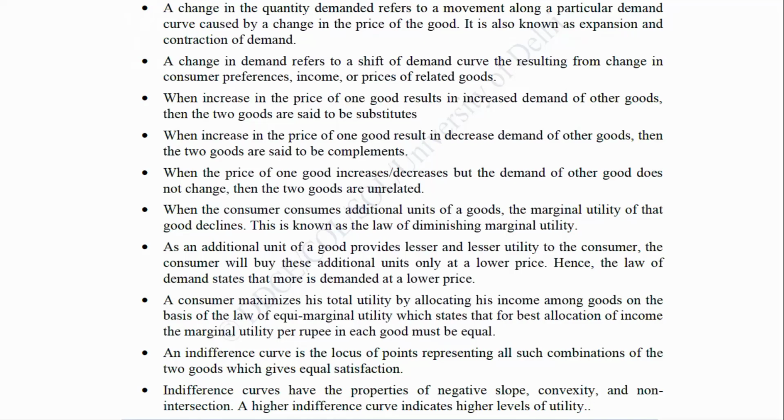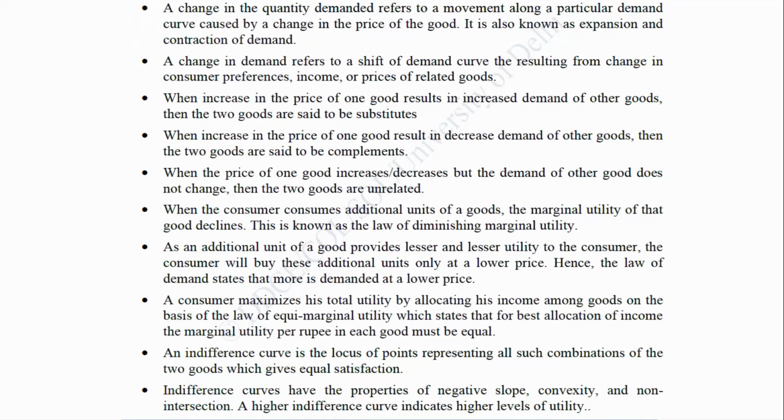Number 6. When the consumer consumes additional units of a good, the marginal utility of that good declines. This is known as the law of diminishing marginal utility. Number 7. As an additional unit of a good provides lesser and lesser utility to the consumer will buy these additional units only at a lower price. Hence, the law of demand states that more is demanded at a lower price.